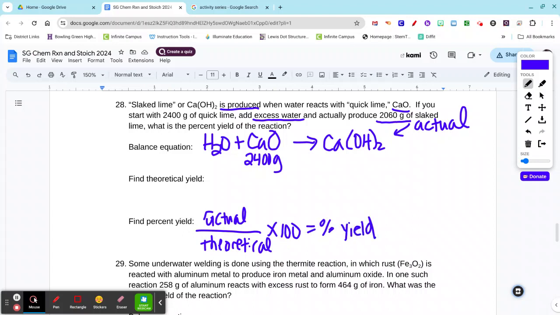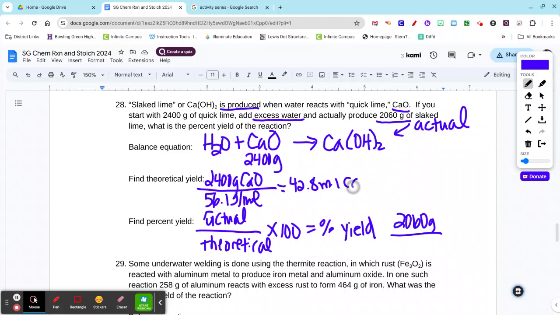Okay, so I know for sure that down here, 2,060 grams is my actual. That's going to go on top. I have to find my theoretical. So anytime you do math, if you start with a reactant and you go to a product, your answer is your theoretical yield. So I'm going to start with 2,400 grams of CaO, divide by the molar mass, which is 56.1 grams per mole. So that gives me 42.8 moles of CaO.